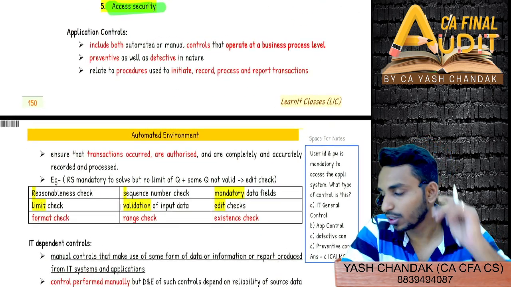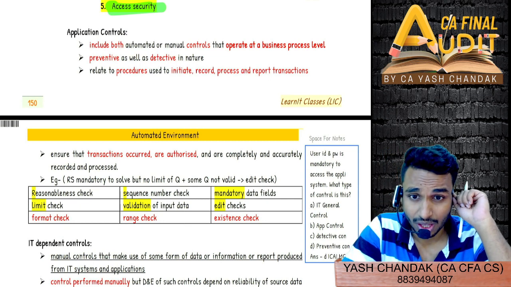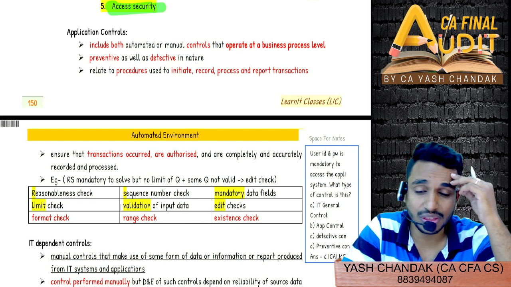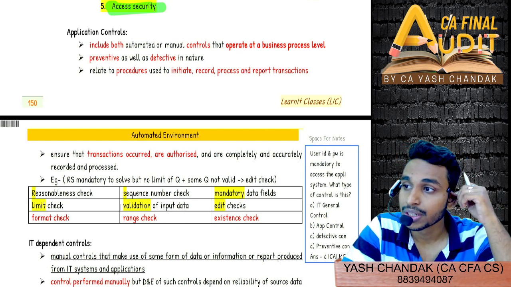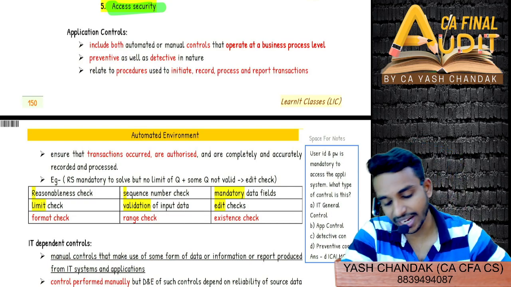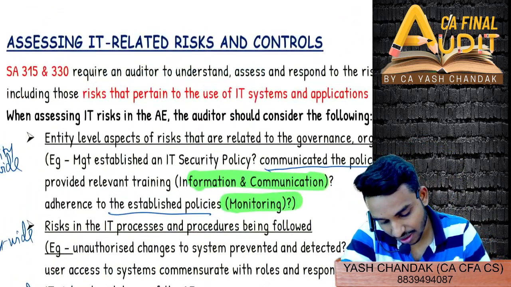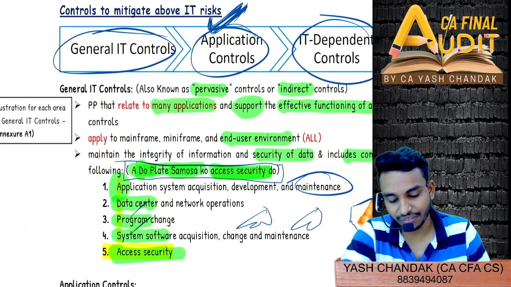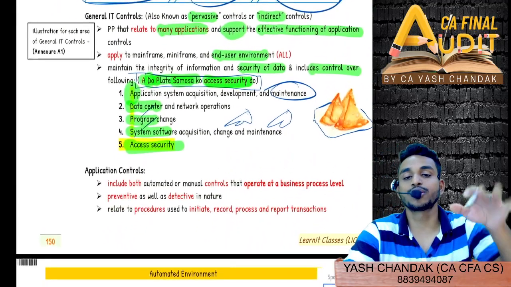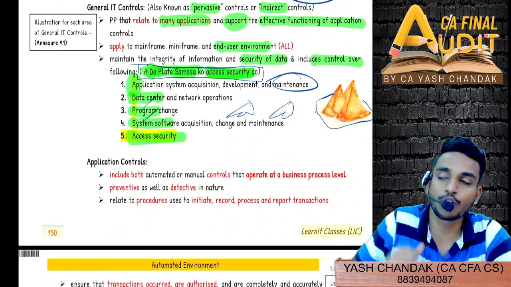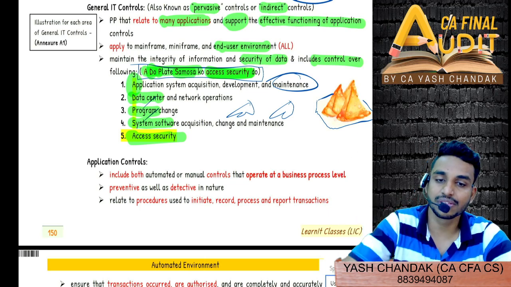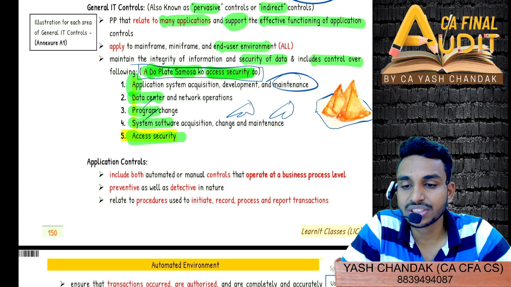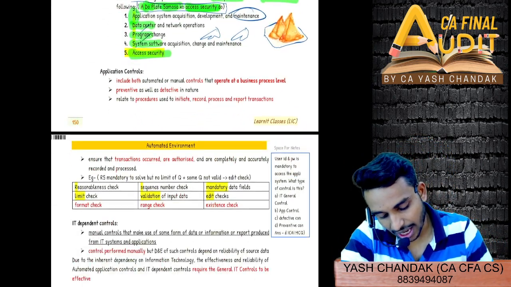Application controls. What were we studying? We were going through, first of all, IT assessed risk, that means risk assessed which are due to the automated environment in IT, right? Then in these three risks that we identified, we saw that there are three controls to mitigate this risk in the layers of automated environment, in the process level, and in the entity levels, right? In the entity wide. So first we covered general IT controls. Now let's cover our application controls.